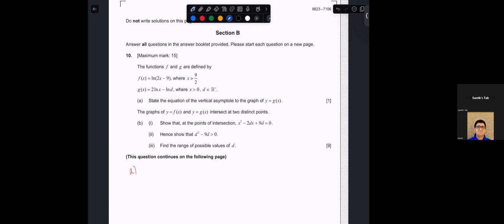Part A is only 1 mark, so it's quite easy. State the equation of the vertical asymptote. We just have to substitute 0 for x. So g of 0 equals 2 ln of 0 minus ln of d. Now ln of 0 is undefined, so this means we have a vertical asymptote at x equals 0. That's our answer.